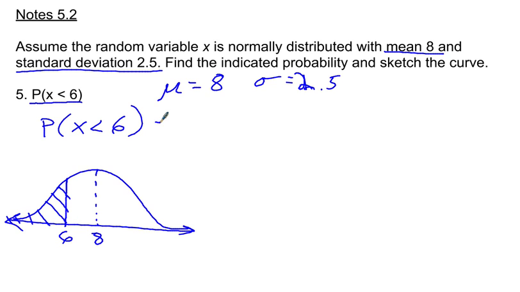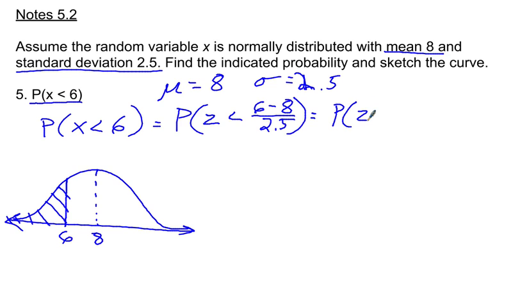So before we can go to the calculator, we need to standardize this. We convert the data value to a z-score. Using our z-score formula, that's 6 minus the mean, which is 8, all divided by the standard deviation, which is 2.5. That calculation gives us the probability that z is less than negative 0.8.